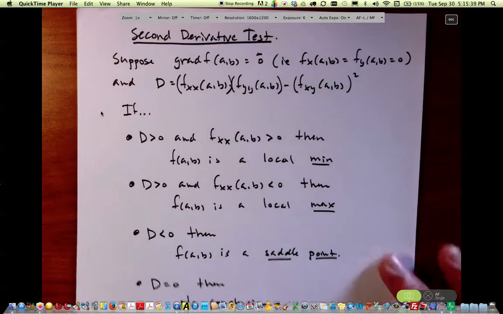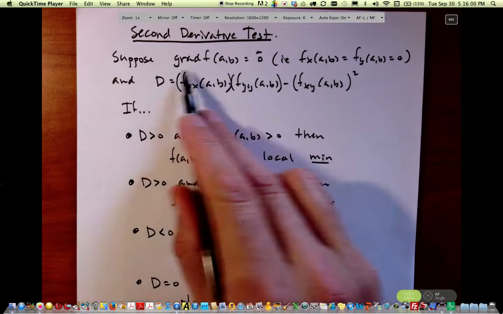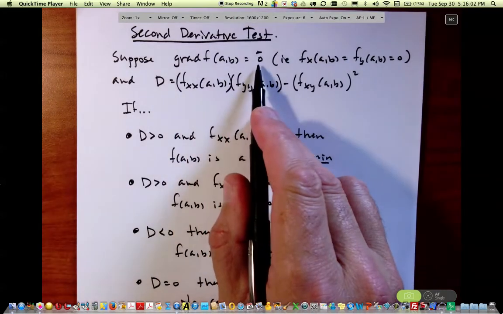Hello, class. I wanted to make sure that I went through a couple of examples using the second derivative test for classifying points on a function of two variables as being local maxes, local mins, or saddle points. So we remember what we did on Monday. We said the second derivative test was a way to classify those, and we said suppose that we've got a point where the gradient is equal to the zero vector.